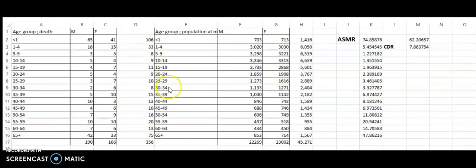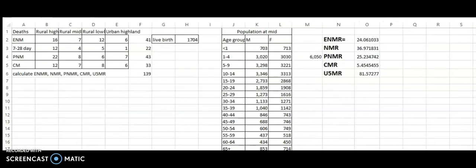Now let's go to sheet 2. Okay guys, this mortality data is a bit different from sheet 1. These are the categories: rural highland, midland, lowland, and urban highland, and this is the total number of deaths. The live births are given, and the population at mid-year for the specific age group is also given. As you can see here, I already calculated this for my assignment, but I will show you guys right in this section.